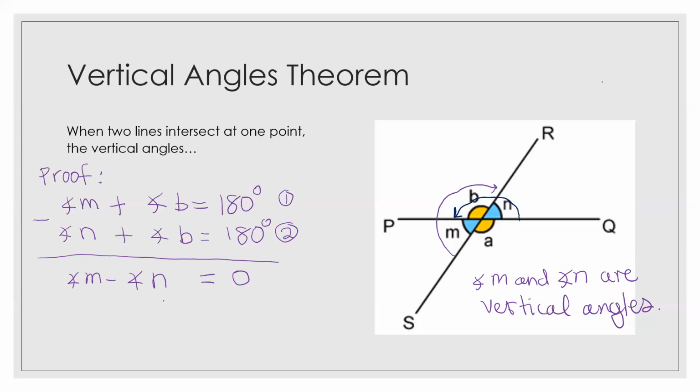So what does that tell me? If I add N to both sides, then angle M will have to equal angle N. Therefore, we would say when two lines intersect at one point, the vertical angles have the same measure. Okay, so there is your first geometric proof of the vertical angles theorem.